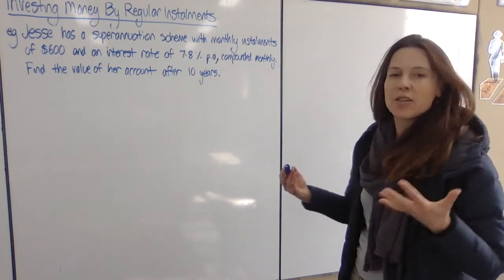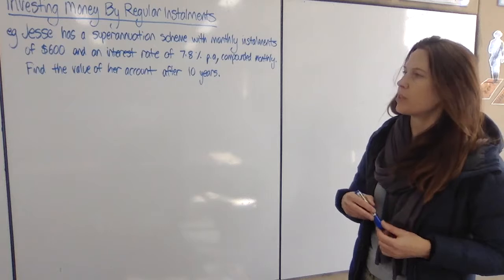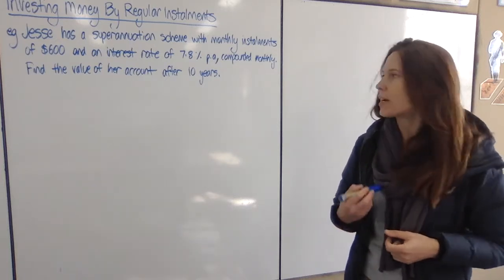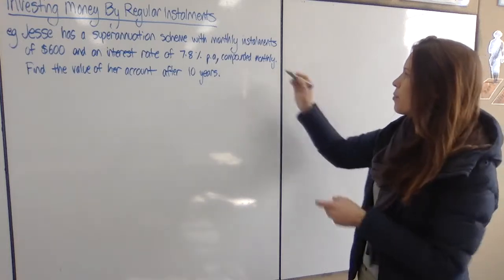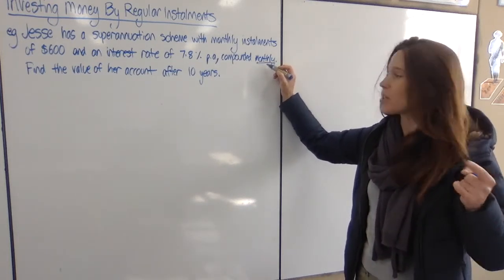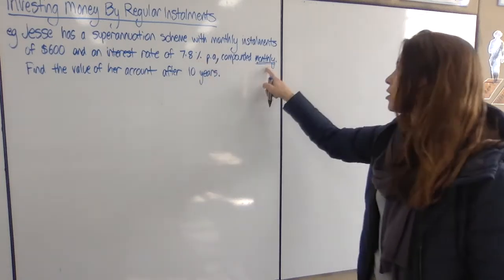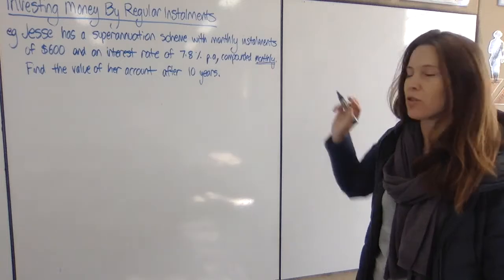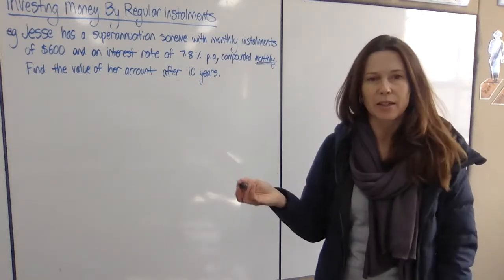So let's see this in action with an example. Jessie has a superannuation scheme with monthly instalments of $600 and an interest rate of 7.8% per annum, that's per year, and it's compounded monthly. Now, straight away I can see from my work on compound interest that I'm going to need to change the interest rate from a yearly rate to a monthly rate. So that's the first trick that I've spotted. Now I need to find the value of her account after 10 years.